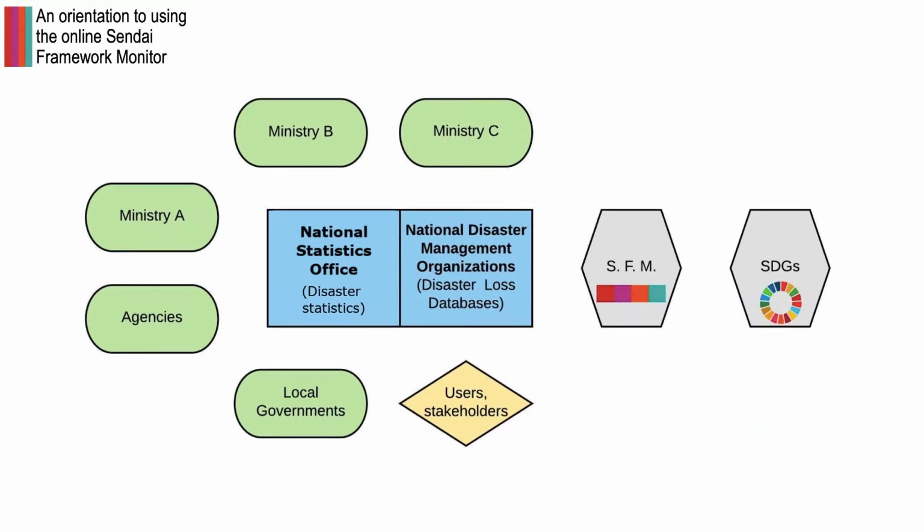Disaster-related information is envisioned to flow from different ministries, agencies, local governments, and stakeholders to disaster management organizations working closely with national statistics offices. Data is compiled and uploaded to the Sendai Framework Monitor System, which UNISDR then passes relevant data to the UN Department of Economic and Social Affairs for the SDG reporting.